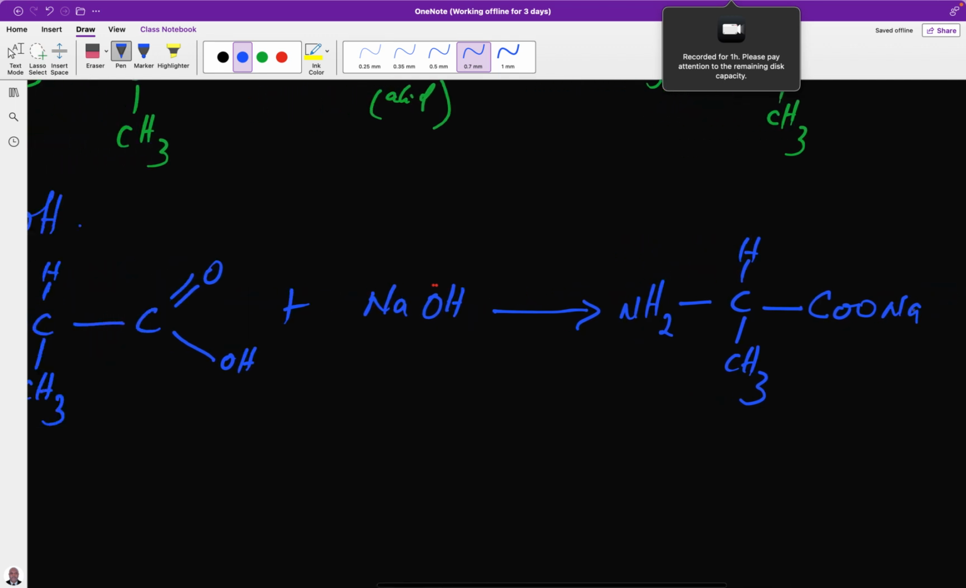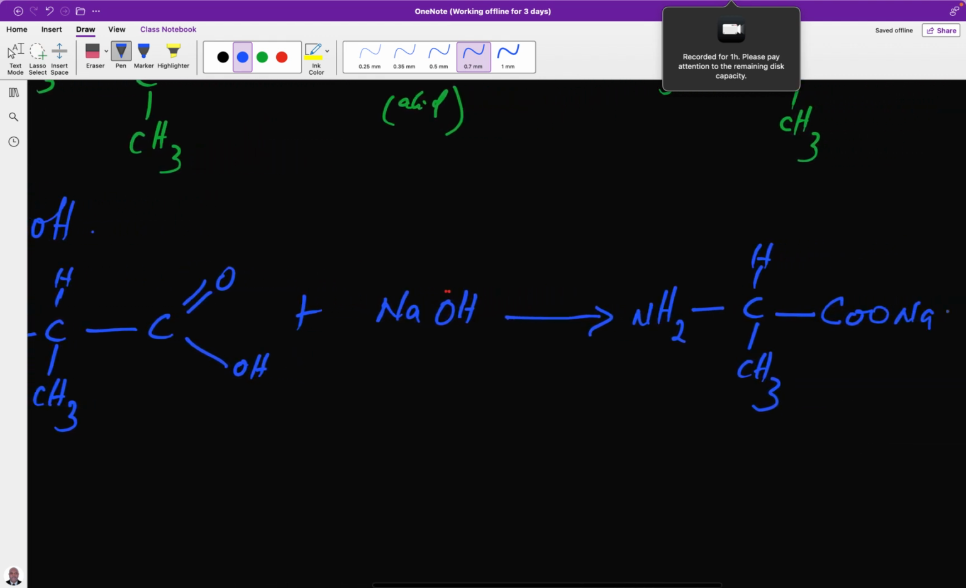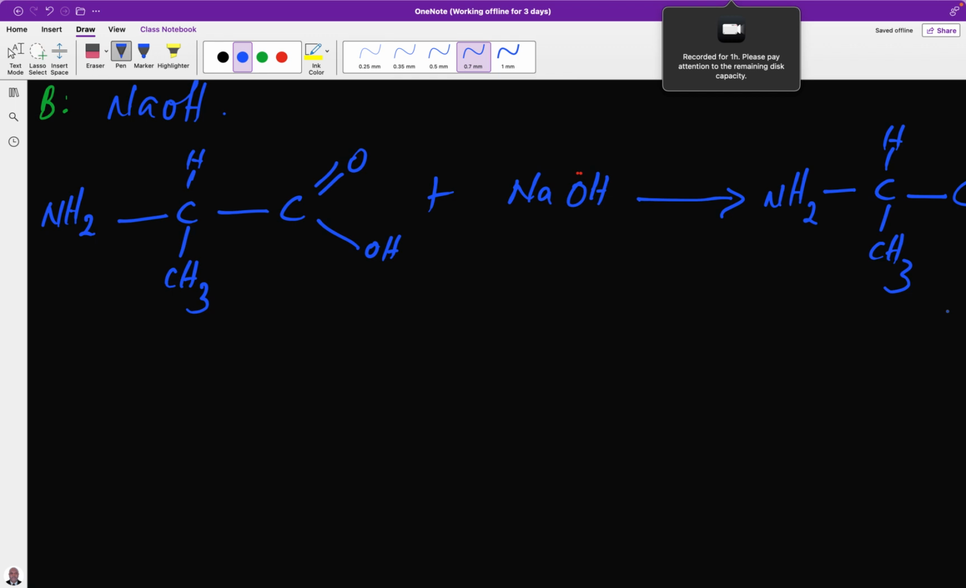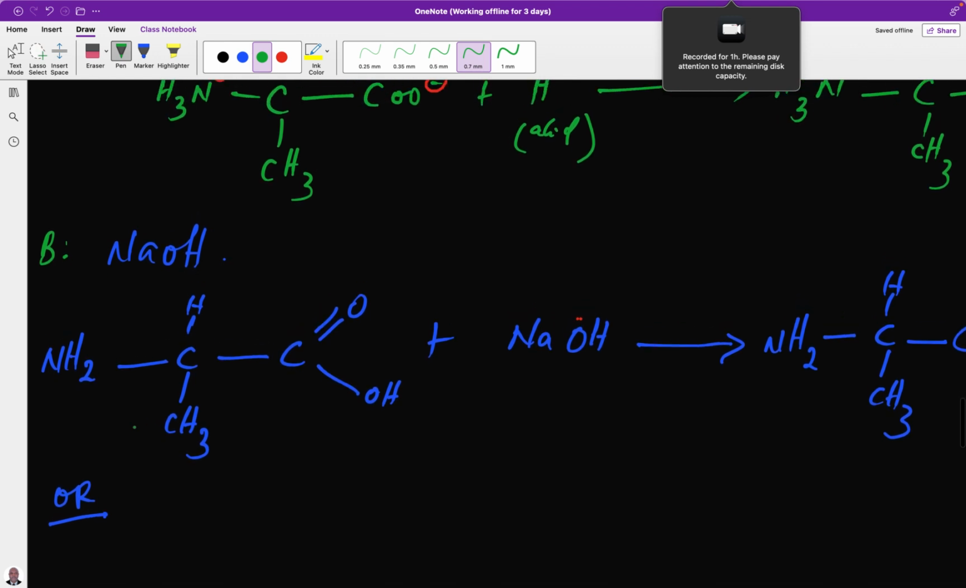You can either write it like this, you can write it in this form, or you can use this other method using the Zwitter ion method. Using the Zwitter ion with two charges, you can say H, the Zwitter ion like the one we did here. This is how you are going to write it.